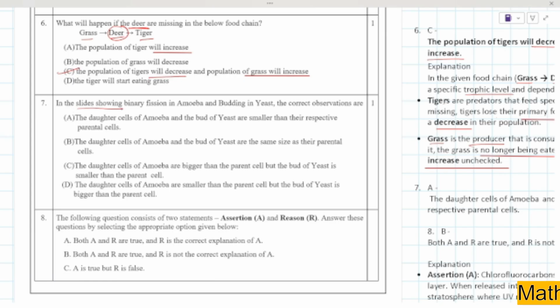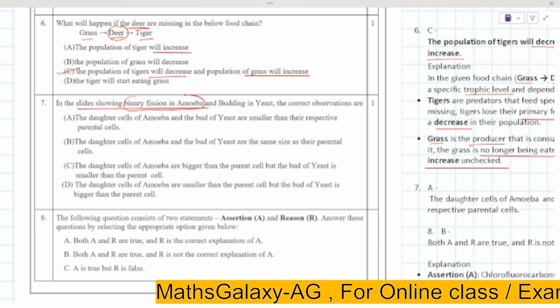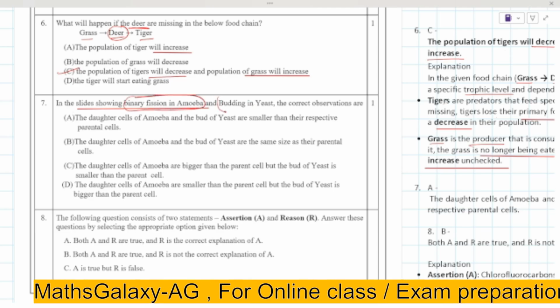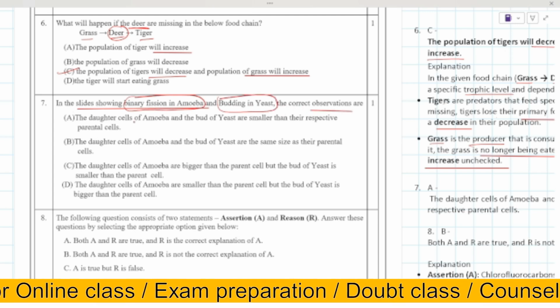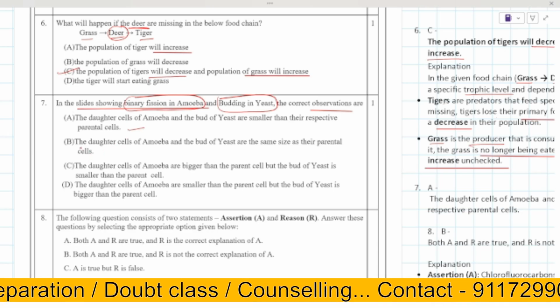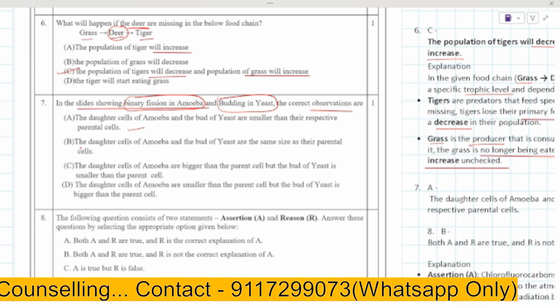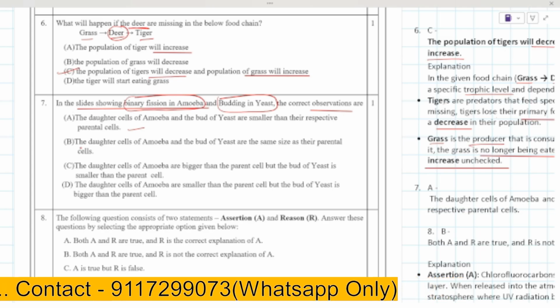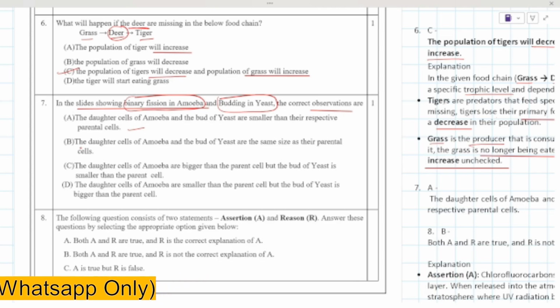Now, there is a slide showing binary fission in amoeba and budding in yeast. The correct observations are, one will be the correct one, tell me. The daughter cells are smaller than the parent. The total cells of amoeba are the same as the total cells.